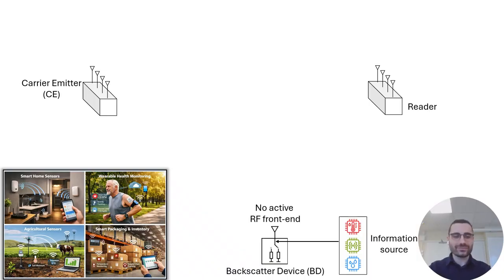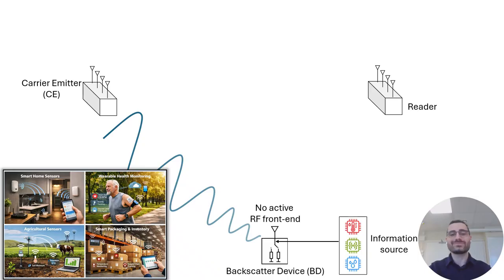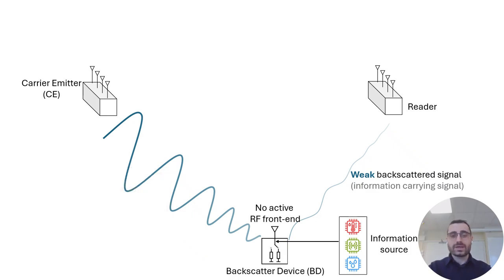We can collect data from farms or we can track items in a factory using backscatter communication and low-cost hardware. A backscatter device is basically a sensor and our information source in this system model. It doesn't have any active RF front end. It just reflects the signal coming from the carrier emitter to transmit its information to the reader, and it encodes the data by changing its antenna impedance.